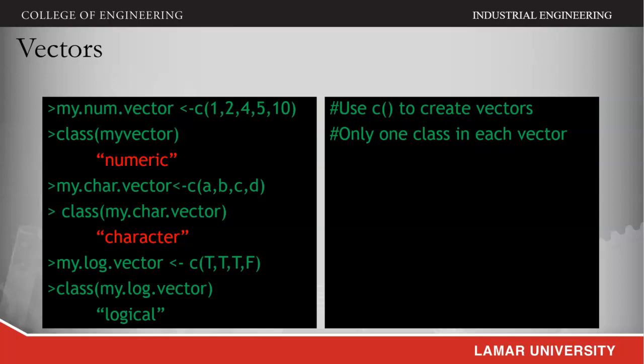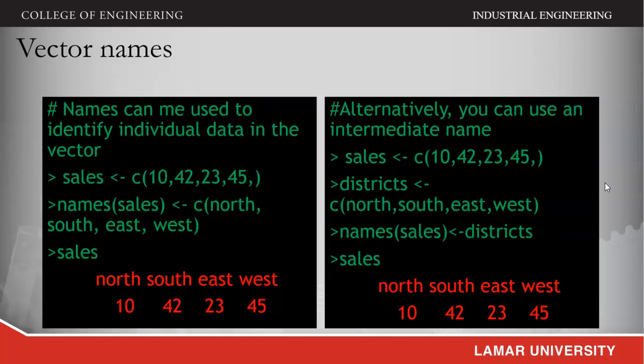So you can create vectors that are numeric, character, or logical. We use C to create vectors, and only one class of information in each vector. Very good. Now we can identify the position inside the vectors by giving them names.